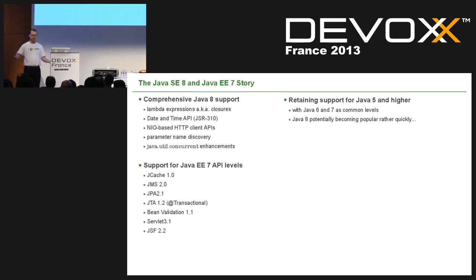JPA 2.1, nice. JTA 1.2 and the Bean Validation API. All this stuff will be supported, where appropriate, as required. And we're working on that now, so please check it out. If you're using Spring 4, you can still work with Java 5. You don't need to use Java 8. But if you are on Java 8, it works nicer, okay? It's not required, though. We will compile Spring with Java 8, so we're going to be compiling backwards compatibly.